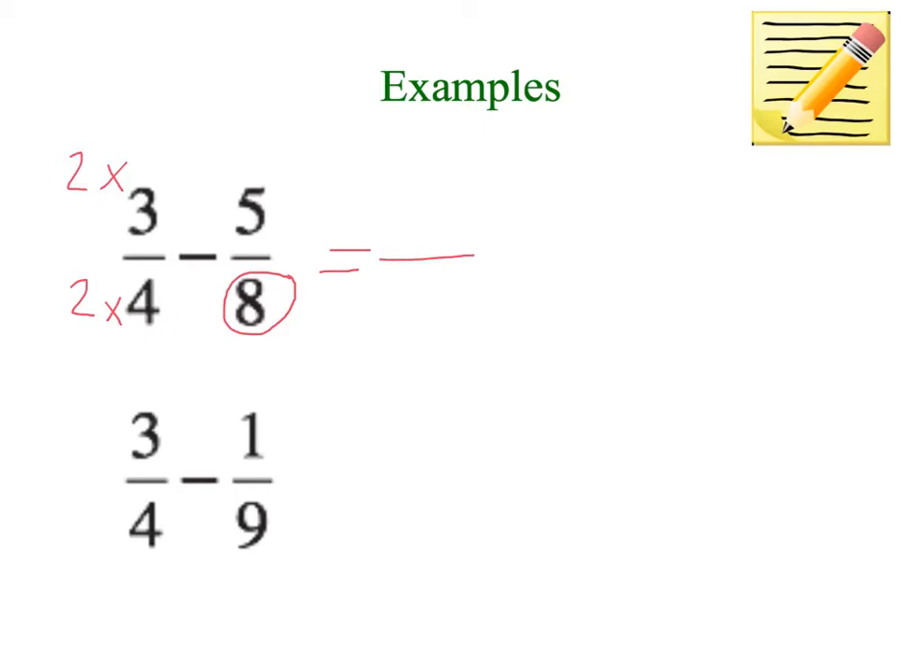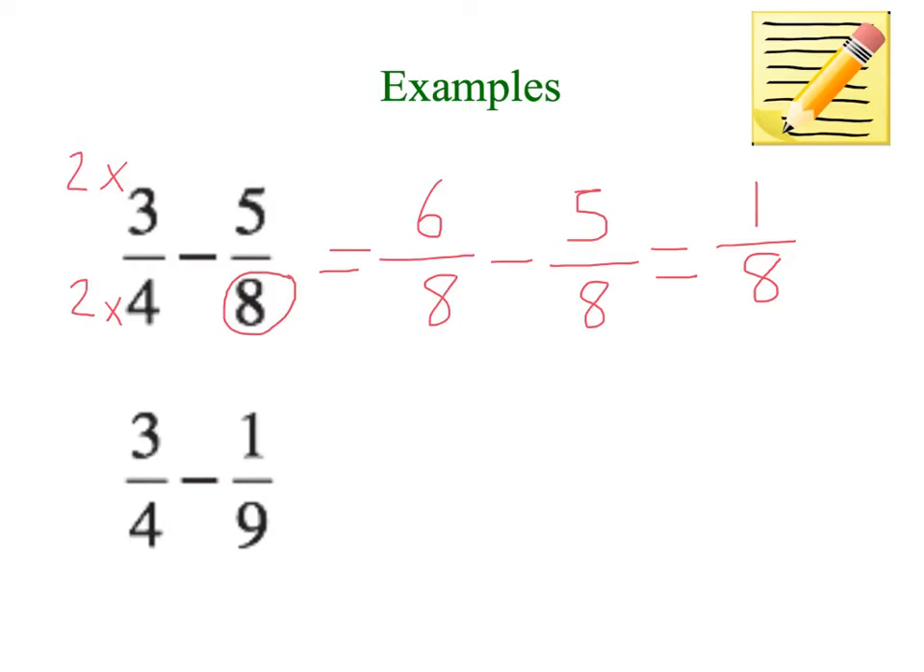So 2 times 4 is 8. 2 times 3 is 6. And then we don't have to change 5/8 because it already has the denominator as 8. Alright, 6 minus 5 is 1/8. Now obviously that is in its simplest form. We can't break that down anymore.